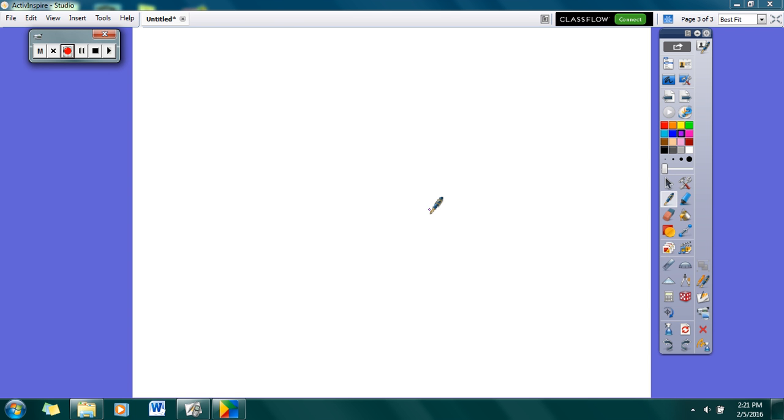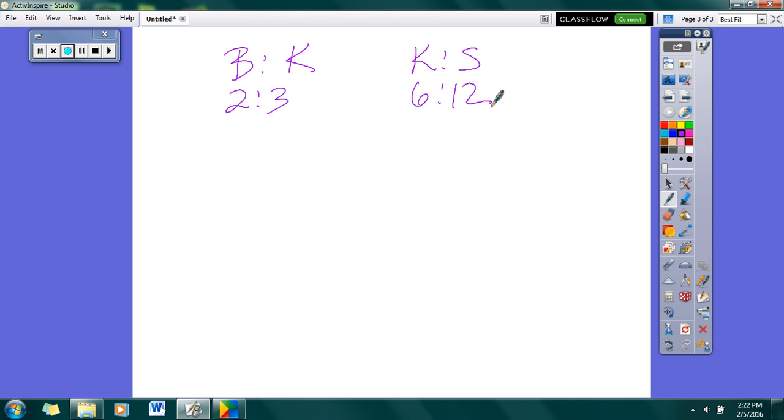So the ratio of the number of CDs Brad has to the number of CDs Keith has is 2 to 3. So I have Brad and I have Keith, and my ratio is 2 to 3. The ratio of CDs that Keith has to the number of CDs Simone has is 6 to 12. So if I have Keith and I have Simone, that ratio is 6 to 12. Okay? I want to know if Brad has 24 CDs, how many do Keith and Simone have? So at the end, I want to know Keith plus Simone, and I know Brad equals 24.